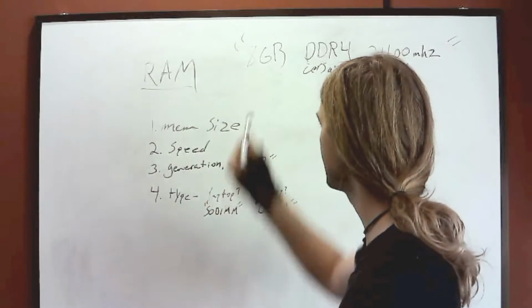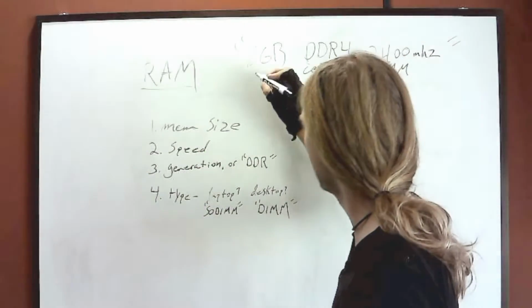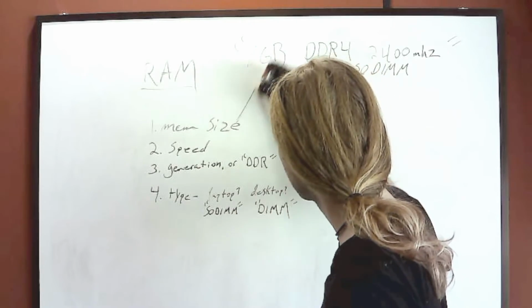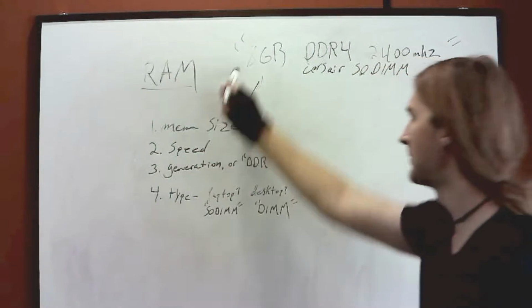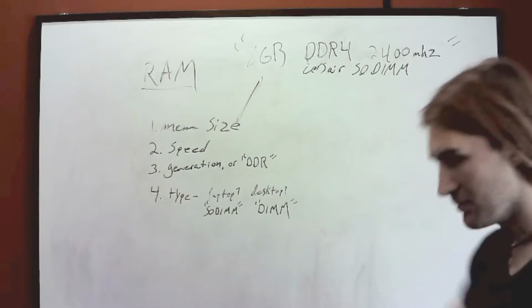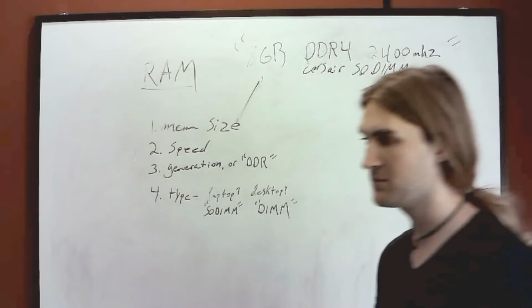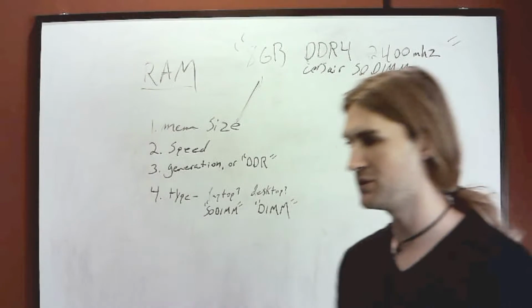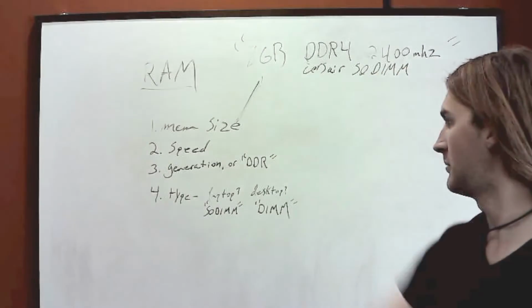The memory size is this right here, your gigabytes. It is measured in gigabytes, which is a measurement of data size or data storage. 8 gigabytes is your size. The more of that size you have available to you, the more RAM you have. So usually if you have a RAM shortage on your computer, you want more RAM, more stuff.